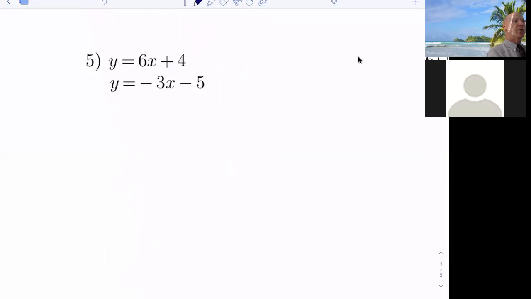All right, here we go on number 3. Now, again, I like highlighting. What does y equal? 6x plus 4. So I'm going to plug in 6x plus 4 in for y.